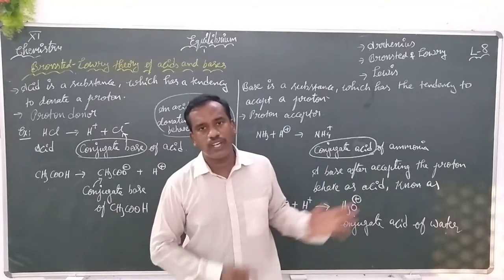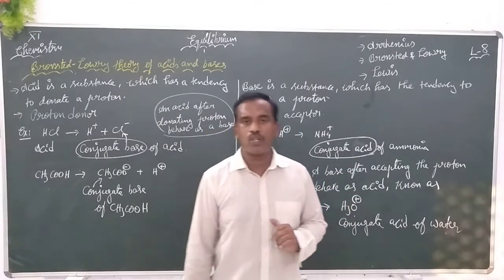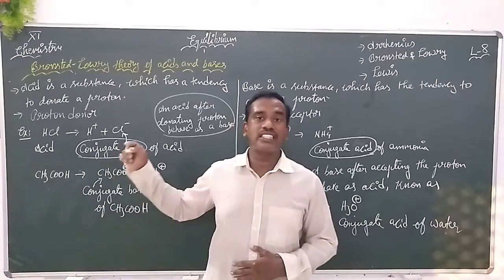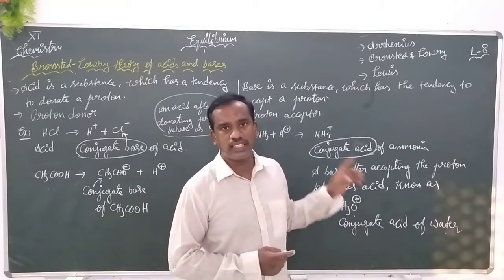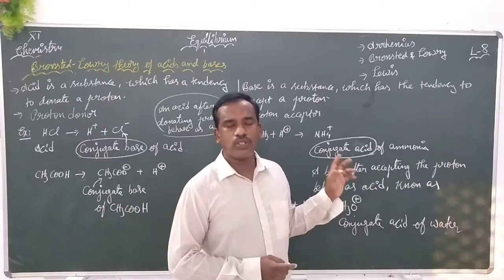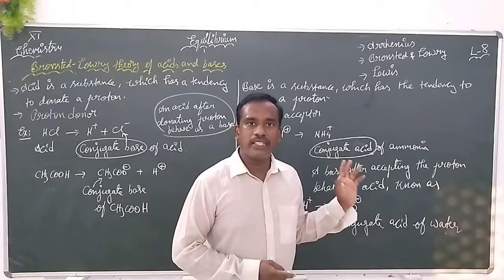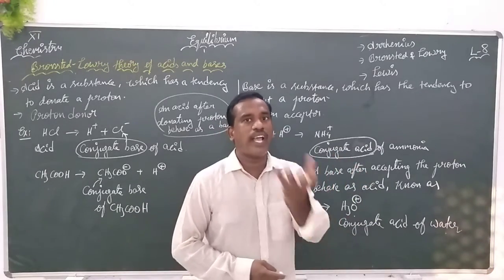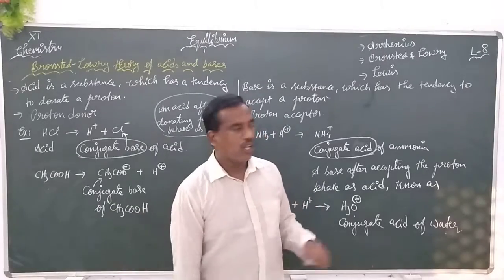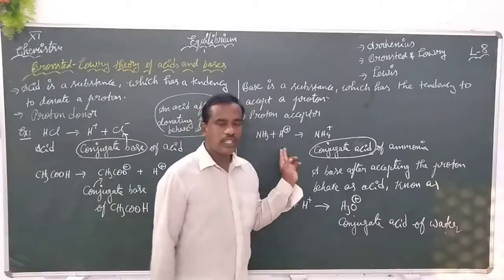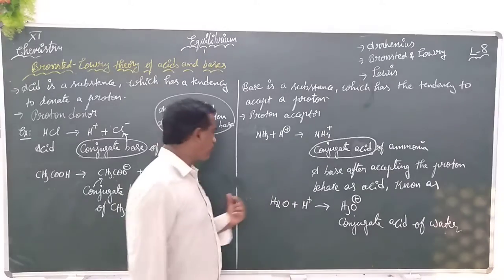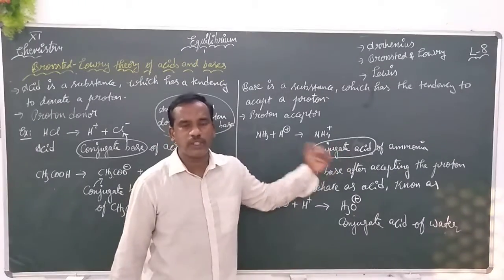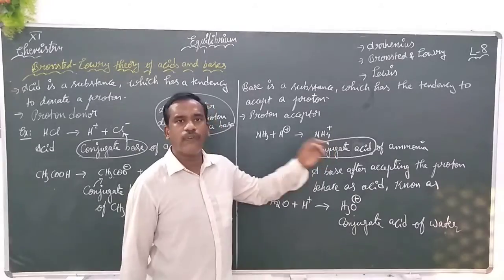So let's switch to bases. What is a base according to Bronsted? The one that is able to accept H plus ion is called a base. What is the definition according to Bronsted and Lowry? A base is a substance that has a tendency to accept the H plus ion. We know ammonia, NH3. When treated with the H plus ion produced by the acid, it accepts the H plus ion to form the NH4 plus ion.